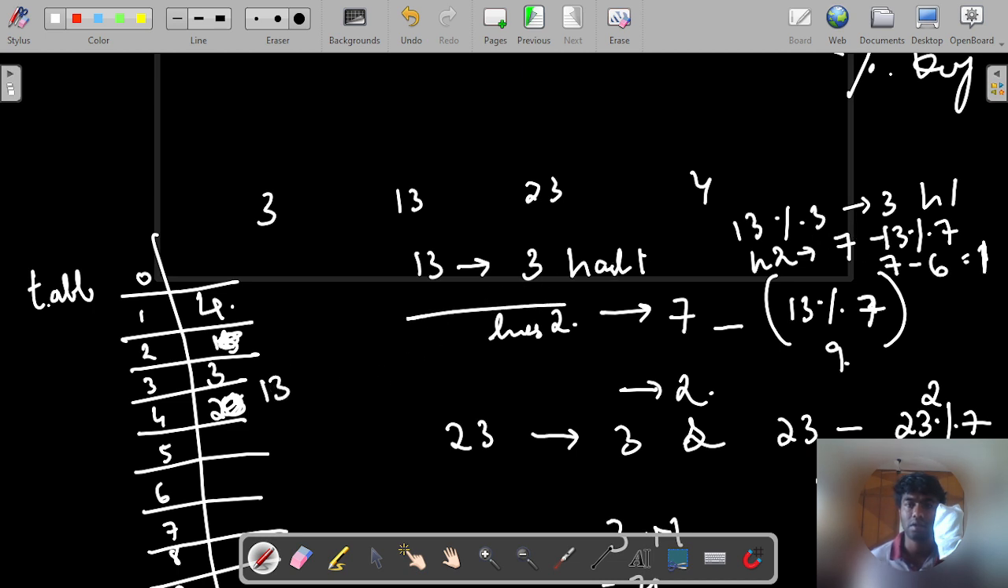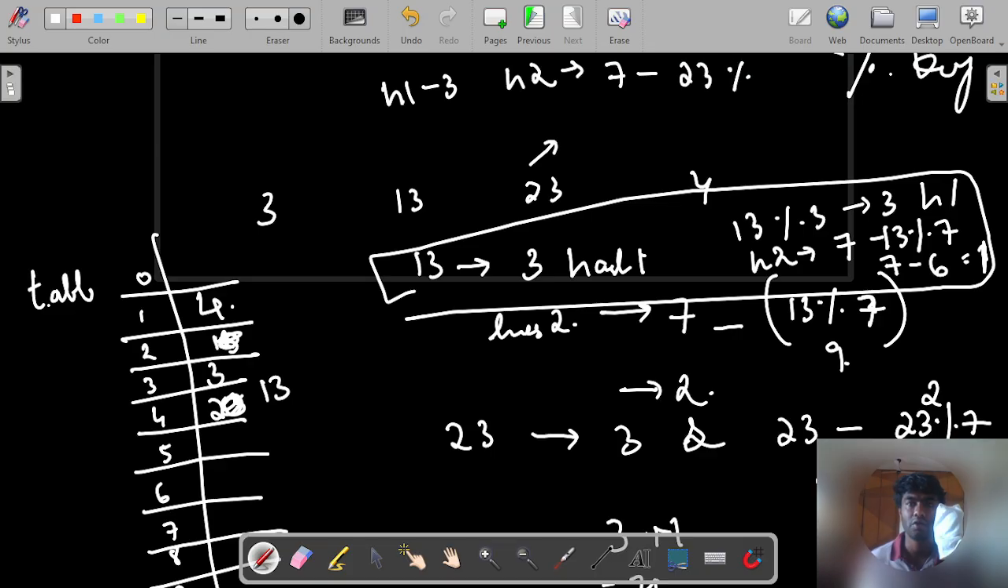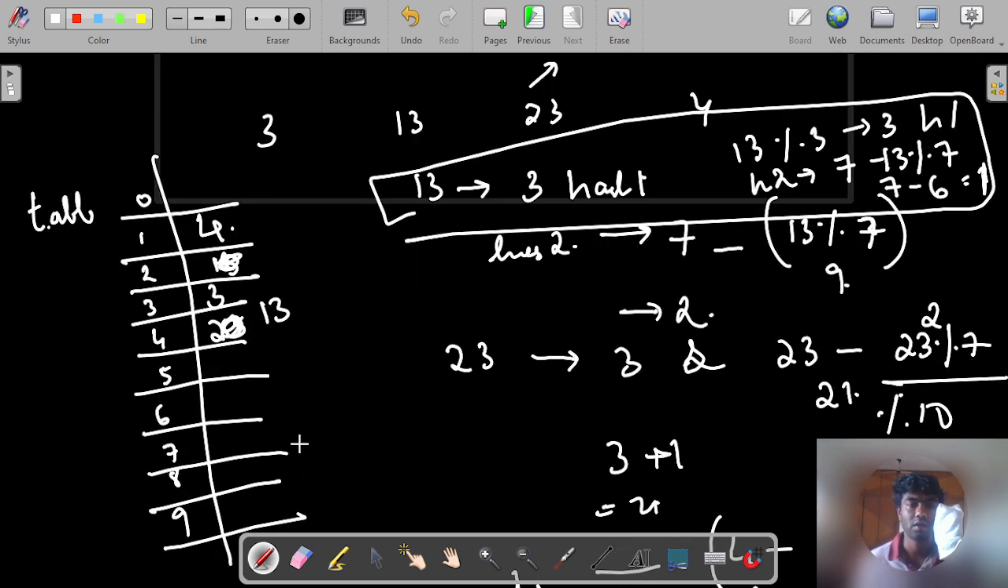So this gives out 4. So this should be here. So this is for hash of 13, while for 23, hash 1 is equal to 3, hash 2 is equal to 7 minus 23 modulus of 7, which is equal to 2. 7 minus 2, which is equal to 5, and this will be equal to 8. So 23 will be at the 8th index. So that's the whole idea.